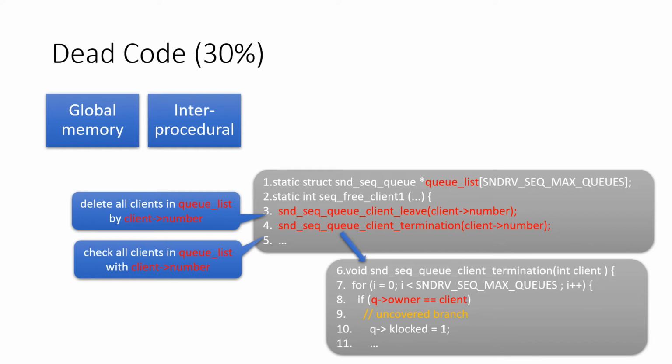For example, the code at line 3 would delete all client in the global array queen_list by the client number. However, the code at line 4 would check all client in the same global array by the same client number. So the unresolved dependency at line 8 would never be satisfied.